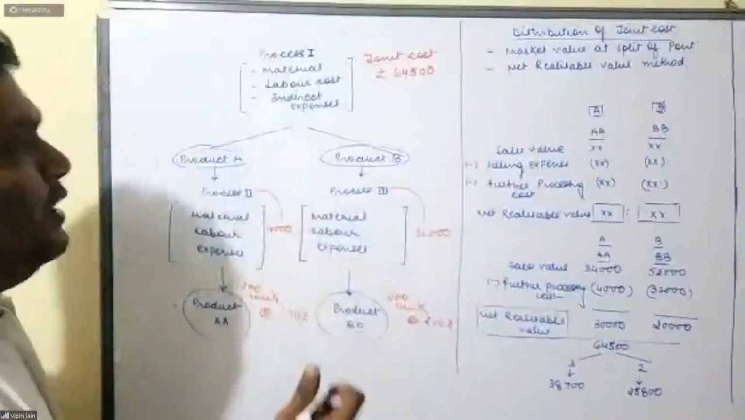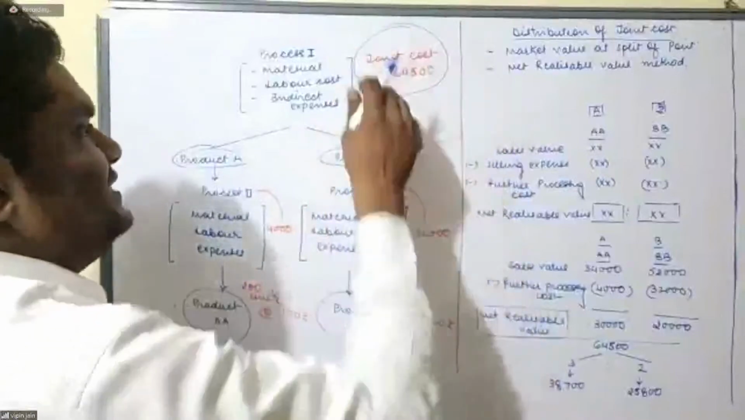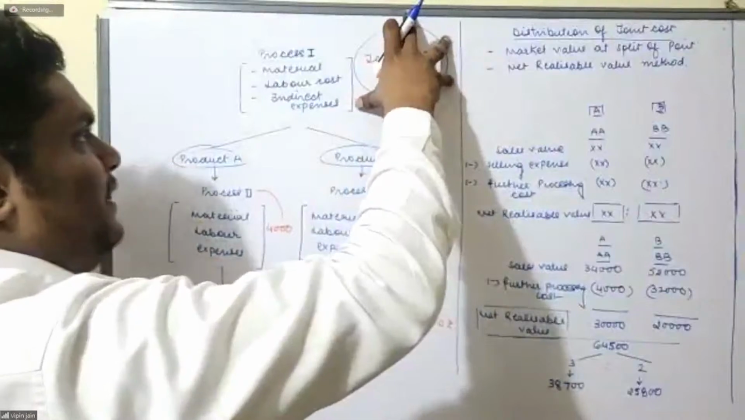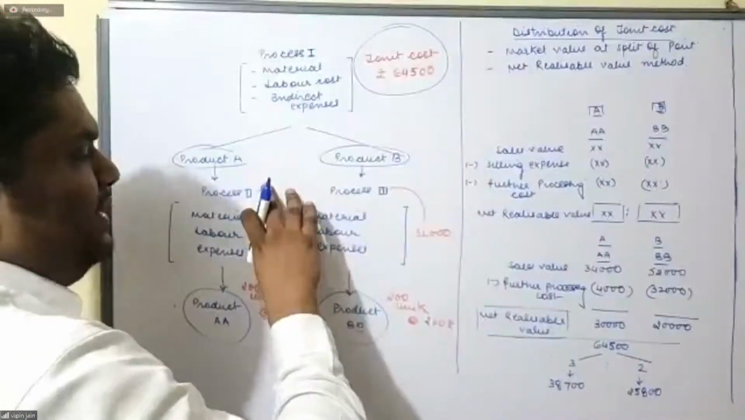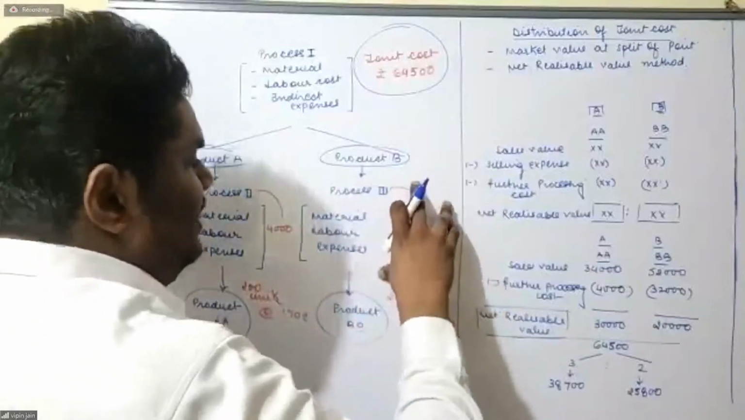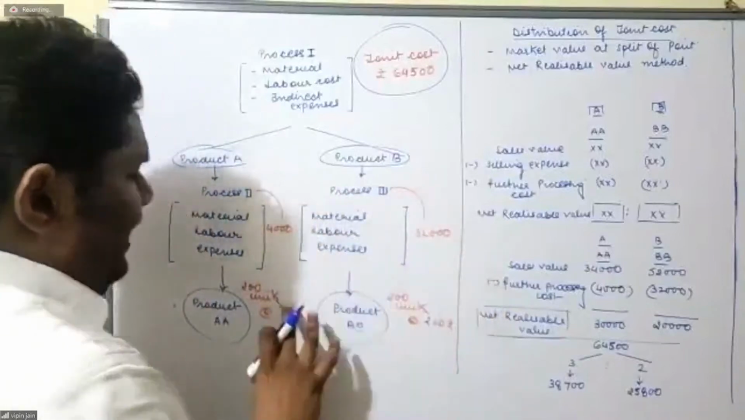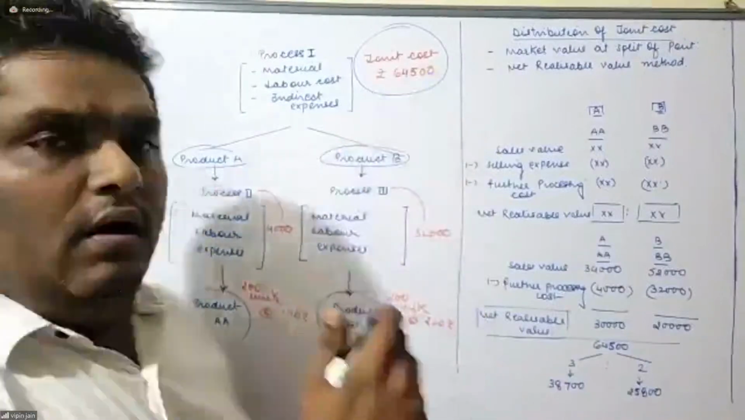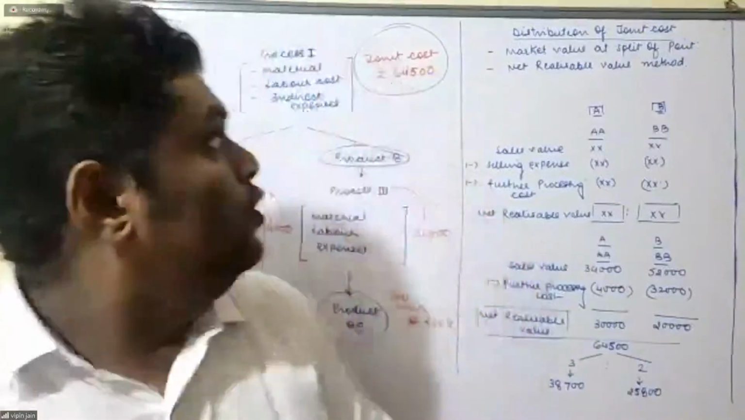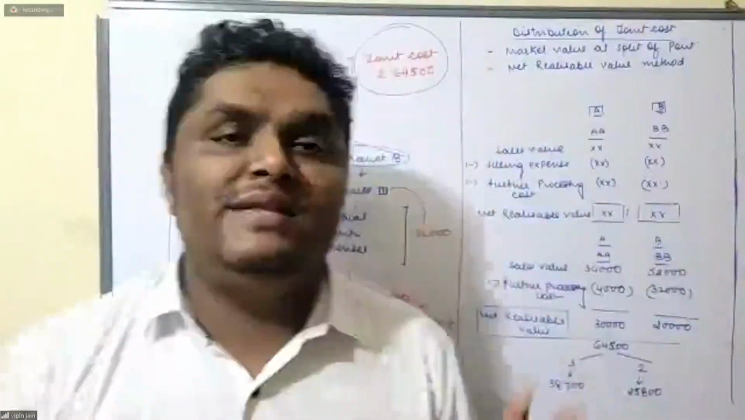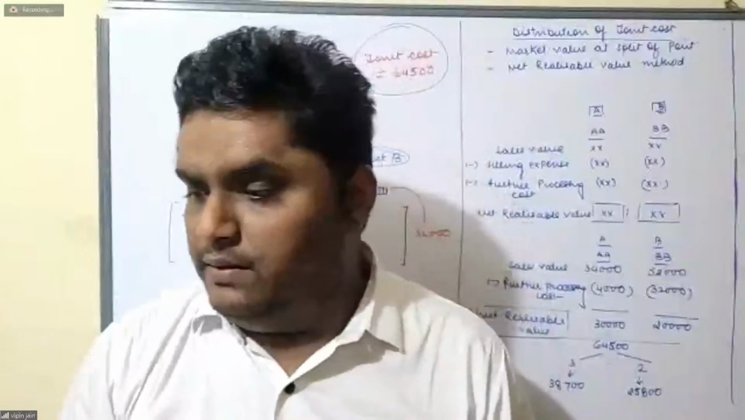Srujana, 64,500 is the joint cost. It is given in the question. I have assumed that my joint cost is 64,500. My further processing cost is 4,000 for process second. For process third, it is 32,000. And further, these sales values are also given in the question. So whatever that is written using red ink is given in the question. This information is given in the question.